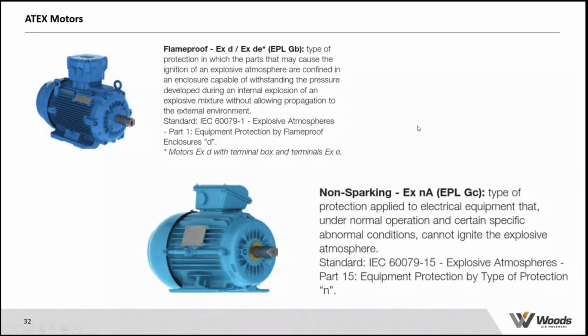So just really the EXD is a higher classification in terms of the risk of explosion and containing any explosions that might go on. The EXN is much more like a standard piece of equipment, but it's just done so it can't ignite the explosive atmosphere.